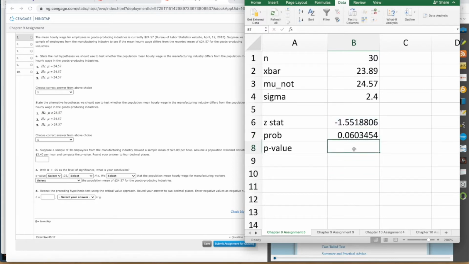So that's 0.060344, but that's actually not the p-value in this case because this is a two-tailed test from the equals and the not equals. We have to double the probability. We need the probability to the left of negative 1.55 plus the probability to the right of positive 1.55. But it's a symmetric distribution, so another way to do that is to do 2 times this probability. So you always have to kind of remember to do that when you're doing a two-tailed test.